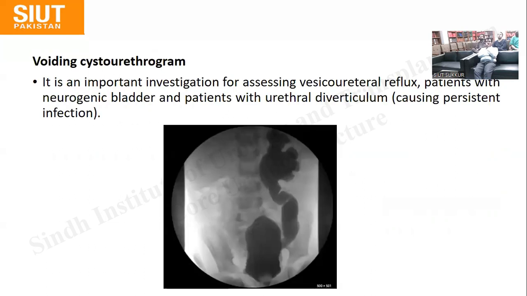Now, voiding cystourethrogram is an important investigation for assessing vesicoureteric reflux, neurogenic bladder, and also paraurethral diverticulum, in patients with persistent infection. In this image, we can see left-sided grade 5 VUR, where there is an excessively dilated and tortuous collecting system reaching up to the ureter and the collecting system in the kidney. There is blunting of the calyces as well.